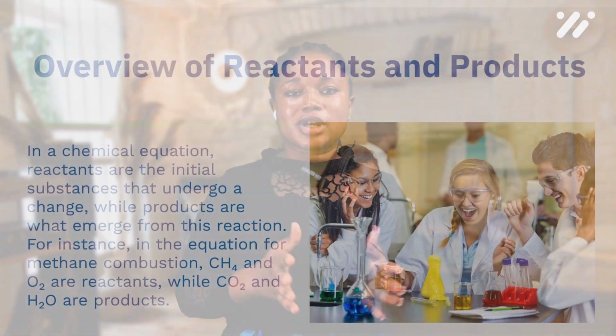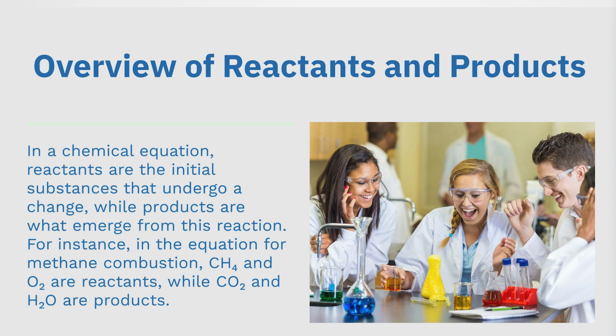Here are some key points to remember. The first key point is reactants. Reactants are the starting substances that undergo a chemical change, while products are the substances formed as a result of the reaction. For example, the combustion of methane can be represented as the equation showing on your screen.